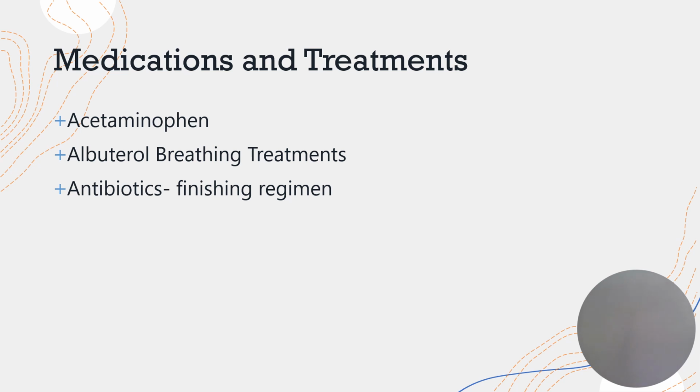Mr. Shea's medication and treatments for today are acetaminophen for if he has a slight fever or any pains, albuterol for breathing treatments, and his antibiotics, because we want him to finish his antibiotic regimen. When you have antibiotics ordered, you should take all of the antibiotics until they're gone, and do not stop them because you're starting to feel better.